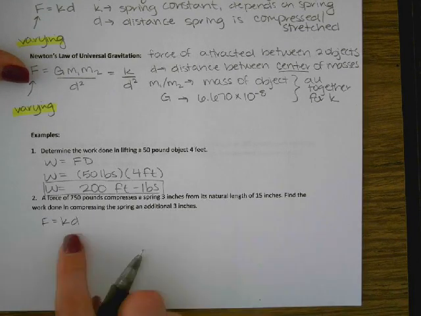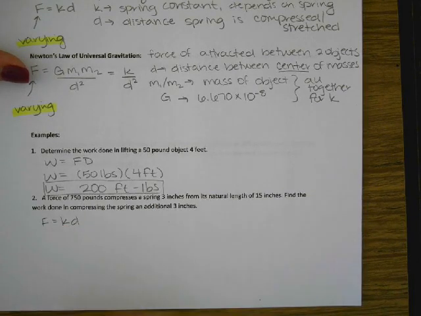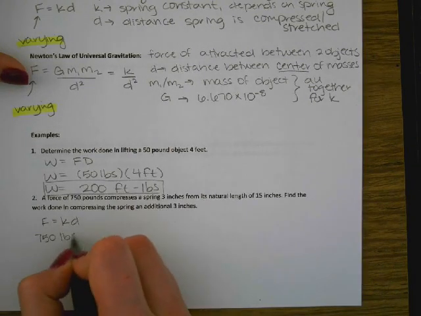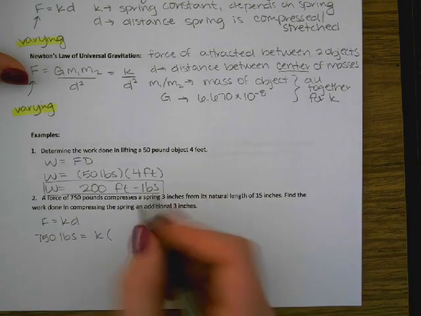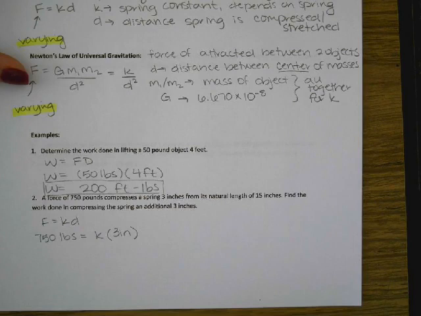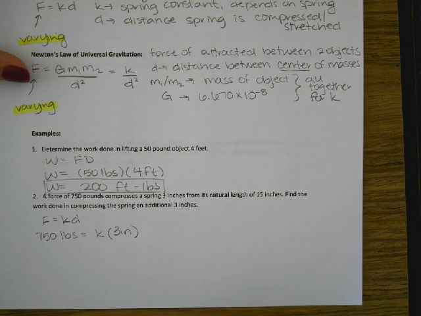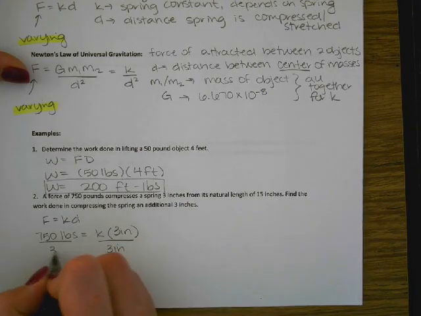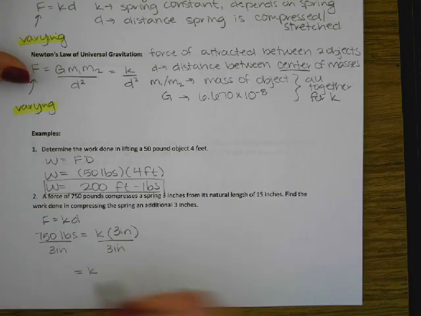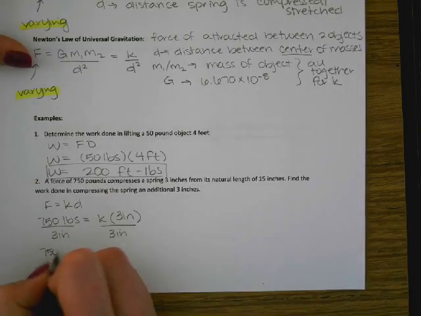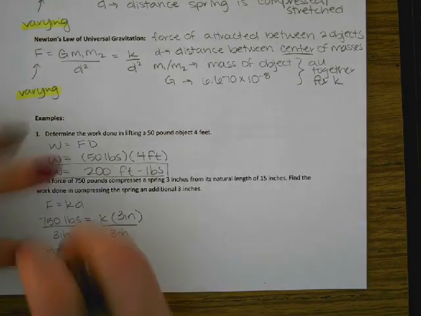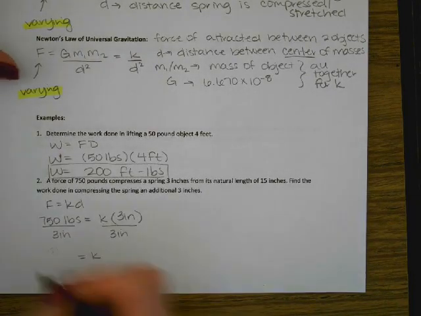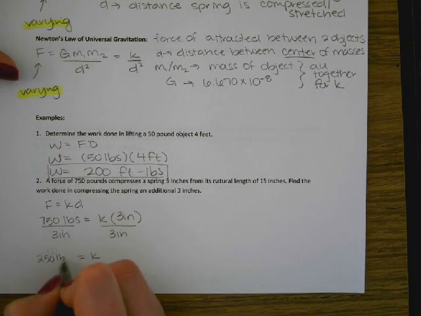So we have to find our constant first, the spring constant. So I'm going to say the force is 750 pounds equals K multiplied by 3 inches. So that's the distance that we worked with the very first time. And so I'm going to go ahead and divide that by 3 inches. And that means that the constant for that spring is 750 pounds, not 750. Got to actually divide that. Sorry. 750 divided by 3 is 250. So that's 250 pounds per inch.